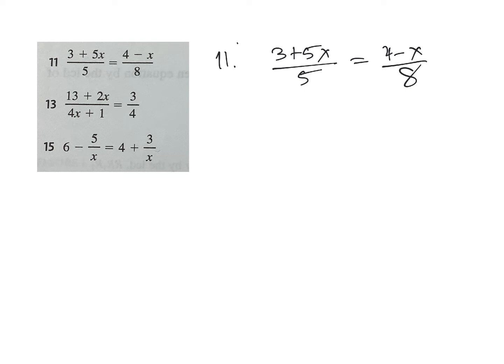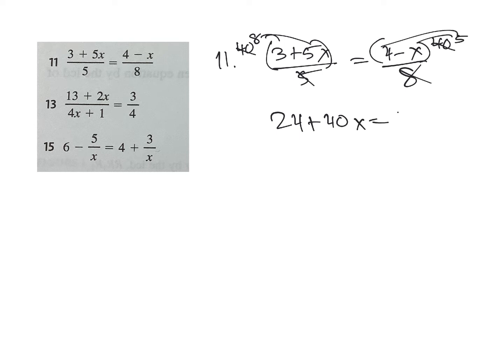If I multiply by 40 on both sides, the denominators go away. So 40 divided by 5 is 8, and then we distribute the 8 through. So 24 plus 40x. 40 divided by 8 is 5, so we distribute the 5 through. That's 20 minus 5x. So there's lots of different ways to do it. You will get the same answer no matter what you do.